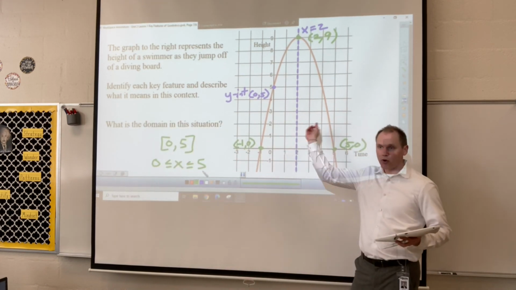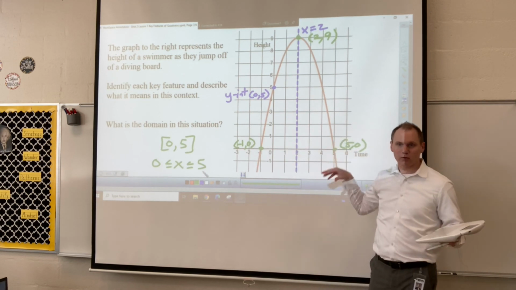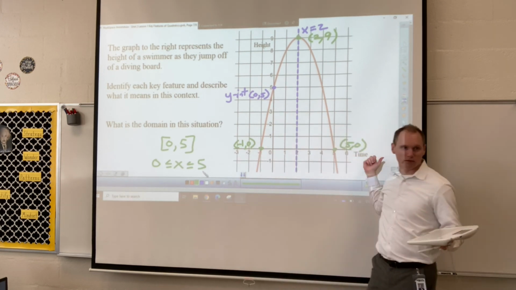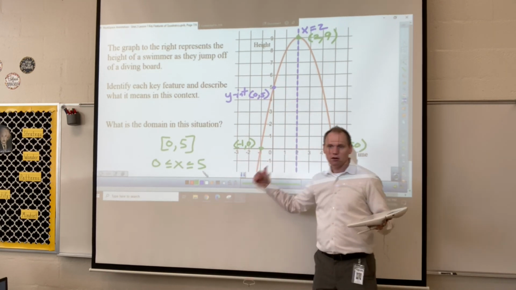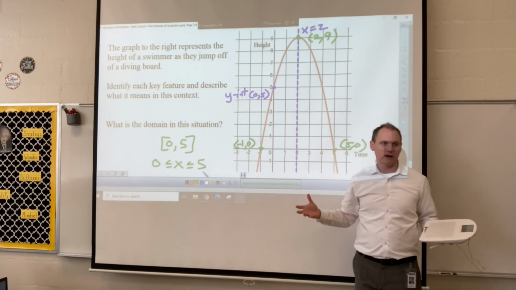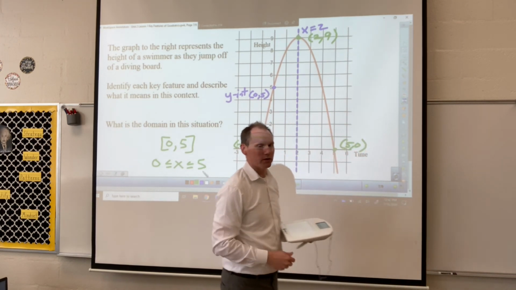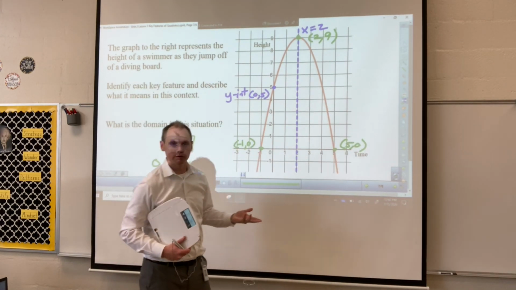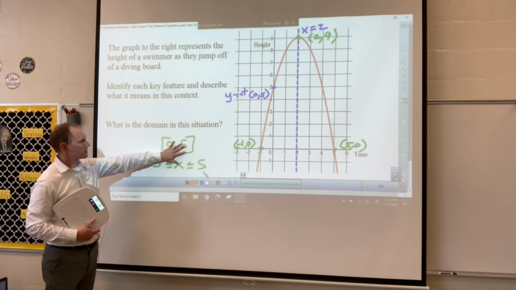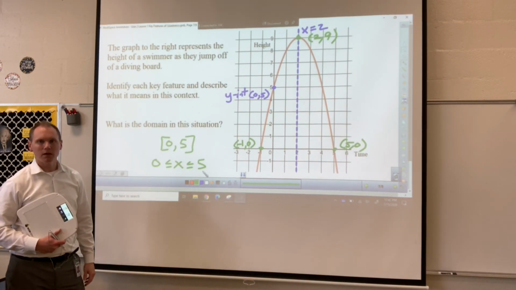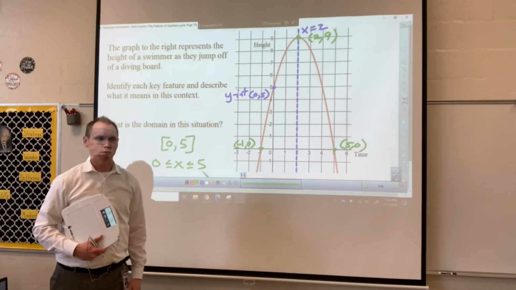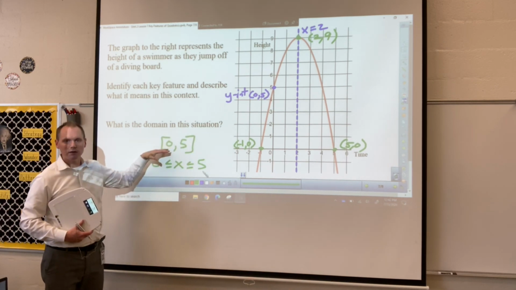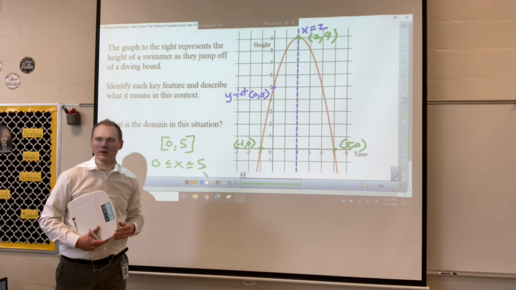Now if we stripped away the context and just said, here's the graph of this quadratic, what's the domain? It would be from negative infinity all the way to positive infinity. Right? This graph is going to continue down and out this way. So every x value has one y value associated to it. That means the domain will be from negative infinity to infinity, or all real numbers is what we call that. But because we have the situation, the context, then we can think about the domain there. So that's how the context can affect the domain. All right. Any questions on either the key features, the domain, anything that we've gone over so far today?